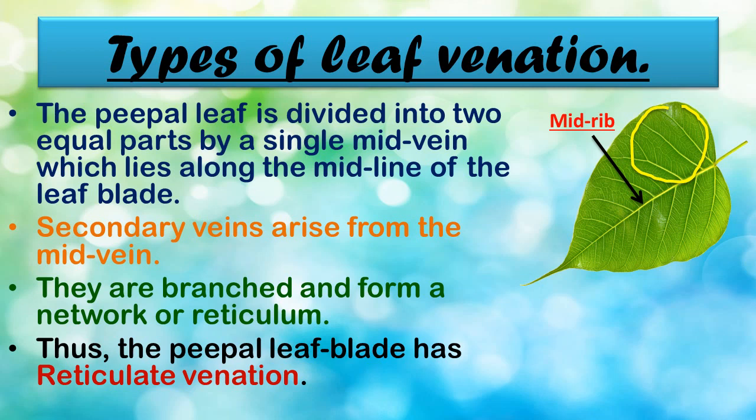So students, what is reticulate venation? In this type of leaf, there is a midrib in between, and the midrib is considered as a primary vein, and then from that midvein many secondary veins are arising. So they will form a network or reticulum, or we can say branches of veins. So this is called reticulate venation. So in the peepal leaf we have reticulate venation.